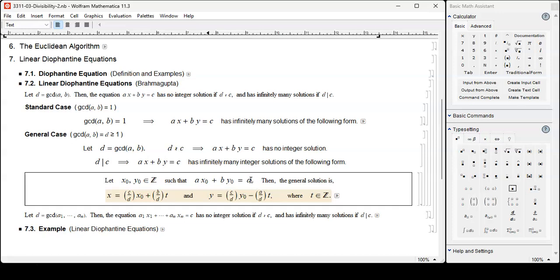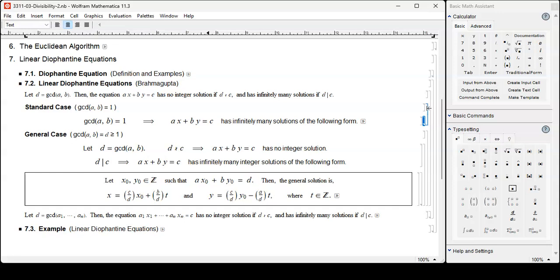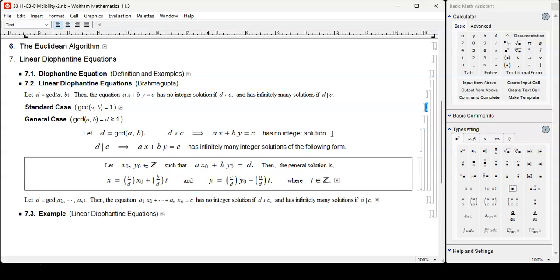Because if we divide everything by D, then you're going to get new coefficients, A over D, and B over D, and finally constant term C over D. So put everything into this, except for some change of characters, and you're going to get this. So the latter half of this theorem is not really worthy of our time. Let's consider the first half. If D does not divide C, then there is no solution.